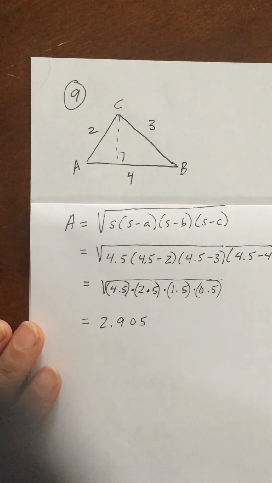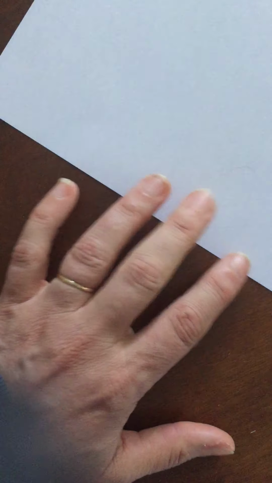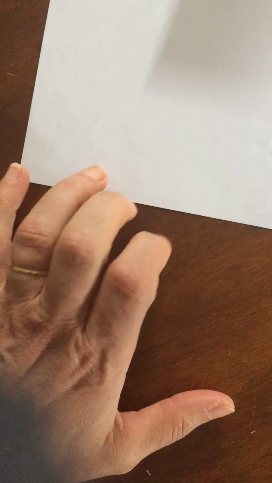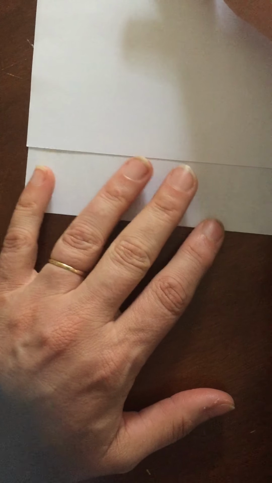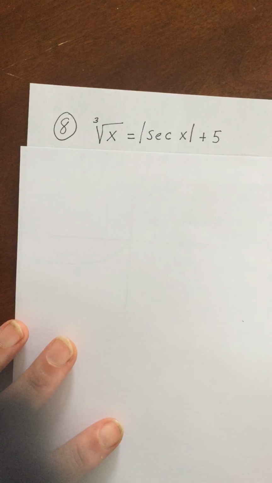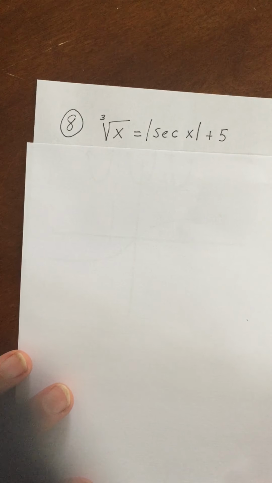Okay, even if you decide not to use the law of cosines, that's totally fine. Okay, so let's look at some other problems. Let's look at a problem like this one. Okay, so I have the cube root of x equals the absolute value of the secant of x plus 5. So this is a rather hard problem.